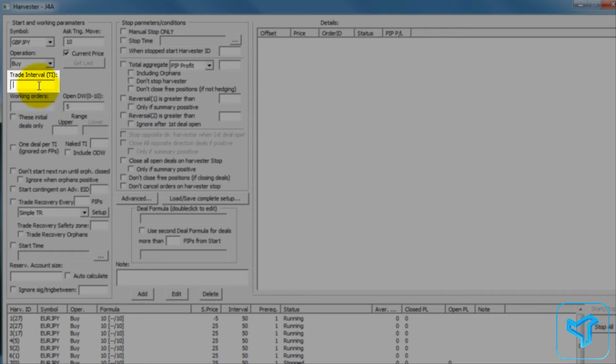Let's just put 25 in here for now, and we're telling the platform only to place a new trade every 25 pips in the direction we've specified in the operation window. You may ask, why would I want to specify a trade interval?